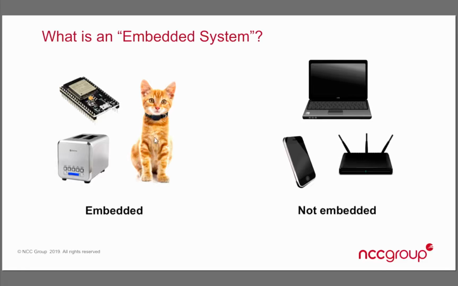And, okay, the kitten is not embedded, but the collar is a GPS tracker that receives GPS signals to know where it is, and it broadcasts a radio signal to inform the owner of the kitten where the cat actually is. So that's also the same kind of system. It's small, it's constrained in power, electrical power, computing power, memory, and so on.